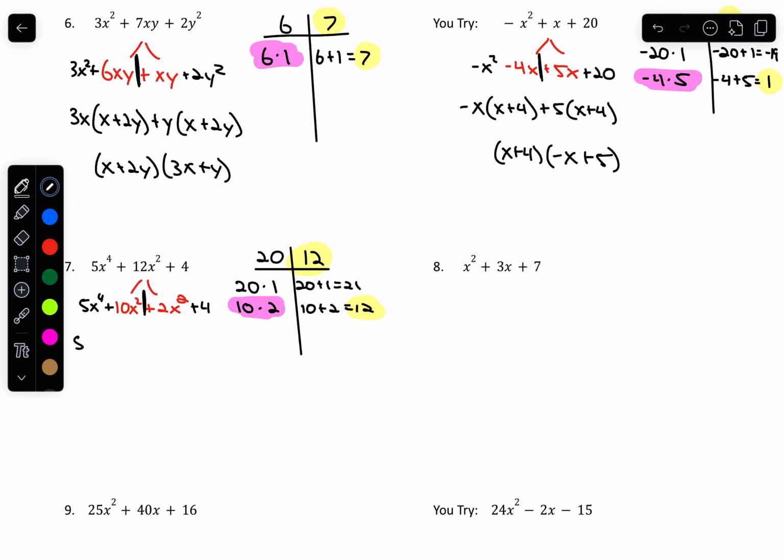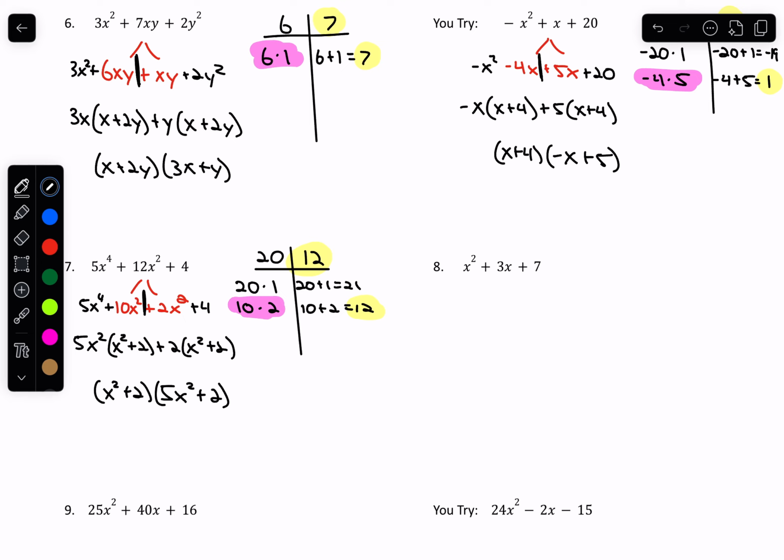The first group I can pull 5x squared out of to leave behind x squared plus 2. The second group I can pull a 2 out of to again leave behind x squared plus 2. I pull that x squared plus 2 to the front, and I leave behind 5x squared plus 2. Lots of 2's in that problem.